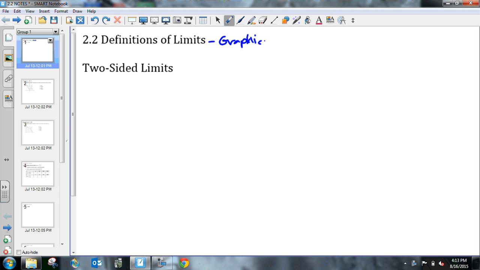Graphical approach. We'll start to do them algebraically, but if you kind of understand the graphical approach, hopefully the algebra kind of makes a little sense to you. So I like to start this off with a little analogy, kind of the way that I think about limits.